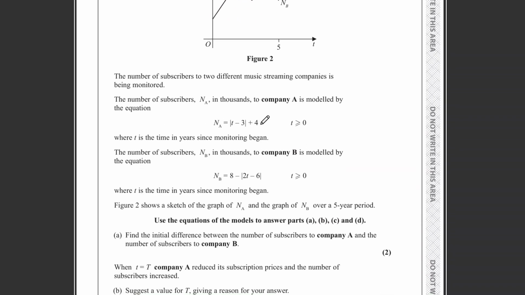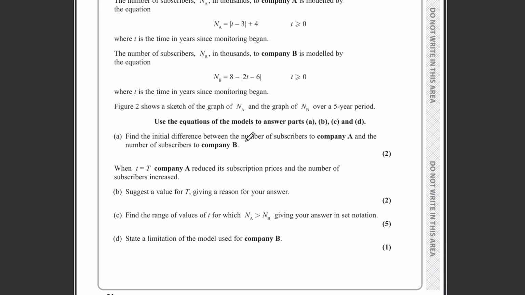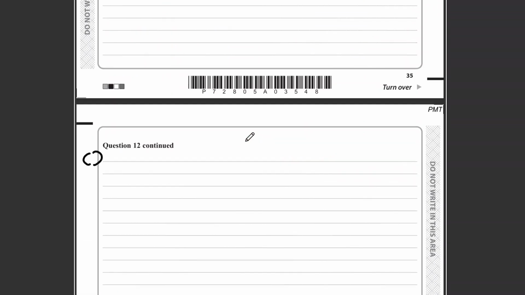So what we just need to do is find these points of intersection. So these are the two equations for NA and NB. The points of intersection occur when these two are equal to each other. So it's when the modulus of t minus 3 plus 4 is equal to 8 minus the modulus of 2t minus 6. And we need to solve for t.